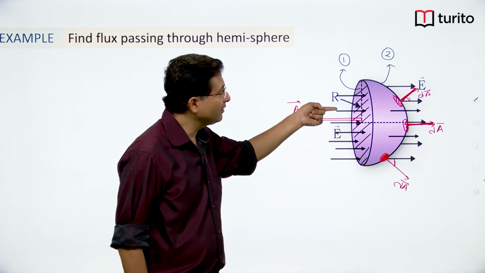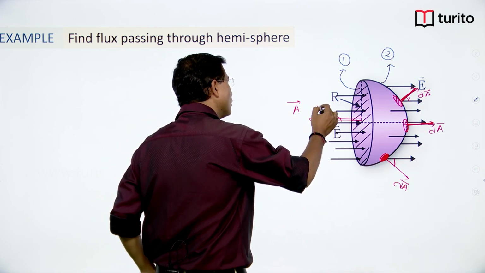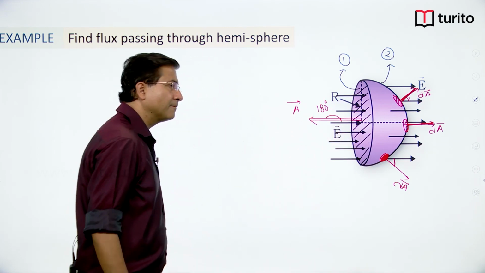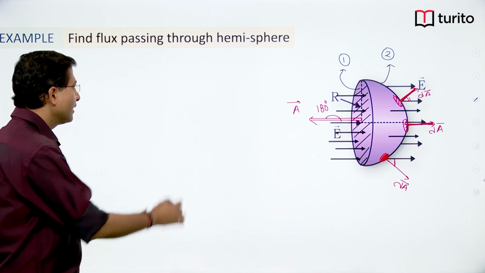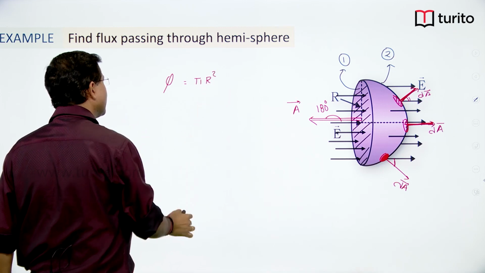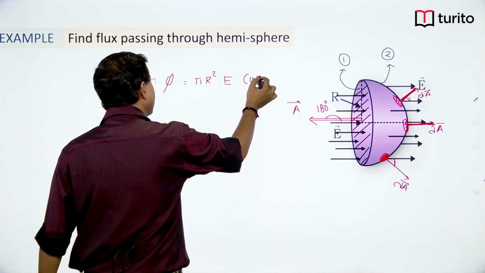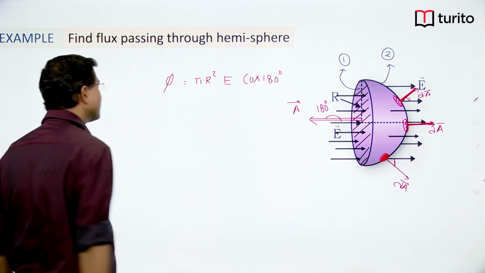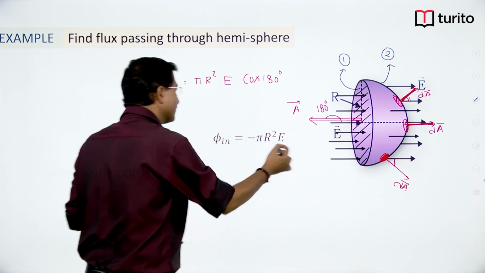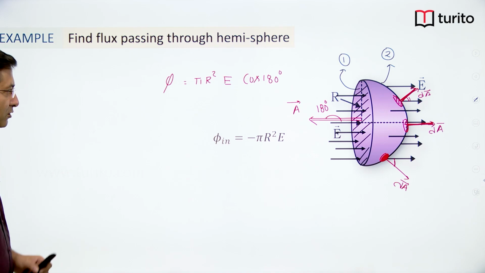While you can see here field is in this direction, area vector in this direction, this angle is 180 degree, cos 180 degree minus 1. So, for this surface, so I can directly write the flux associated area that is nothing but pi r square into field magnitude I have written, then angle between them 180 degree. So, simplifying this one will give you flux entering into the hemisphere negative, minus sign indicate that flux is negative. Area vector is opposite to the direction of field.